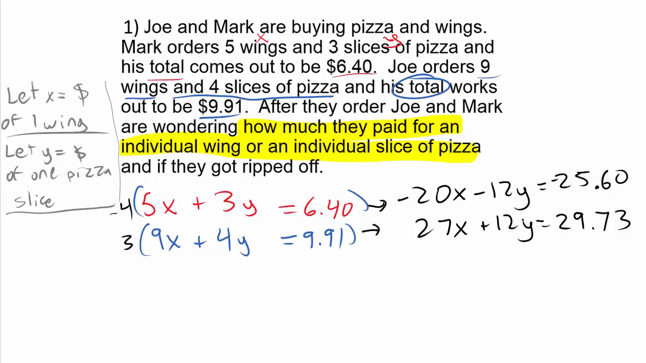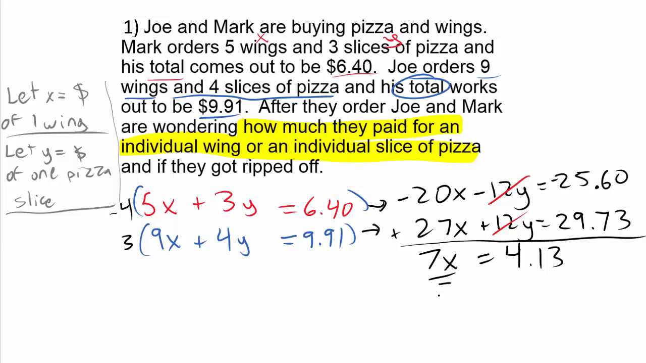Okay, now what I'm going to do is just add the equations up just like before when we were doing elimination. And if we notice here, we get 7x. And what I want to happen is that the y's cancel. And that's important so that now I'm down to one variable. So we take 973 minus 2560, which should equal $4.13.